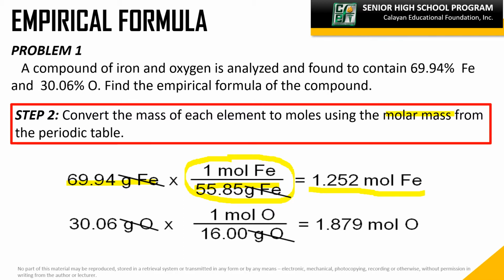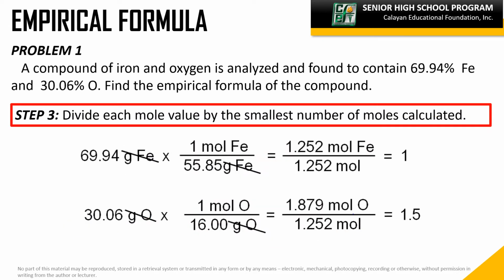moles of iron. Now for oxygen, the atomic mass of oxygen is 16 grams. This means that in every 1 mole of oxygen, there are 16 grams of oxygen. So the given is 30.06 grams multiplied by 1 mole divided by 16 grams, which will give you an answer of 1.879 moles of oxygen.